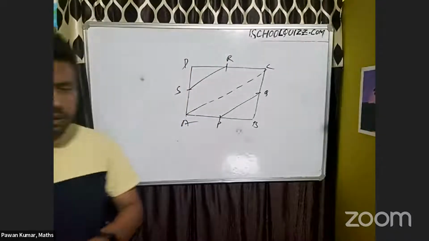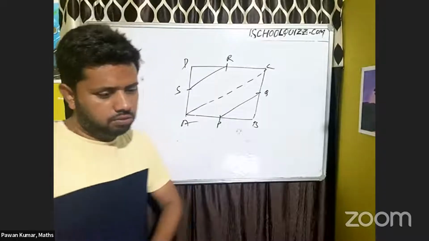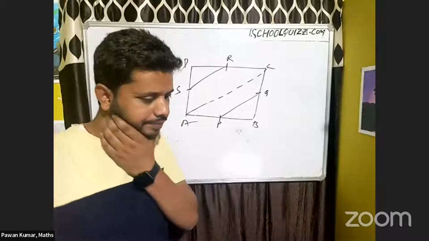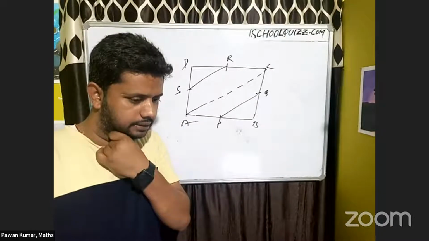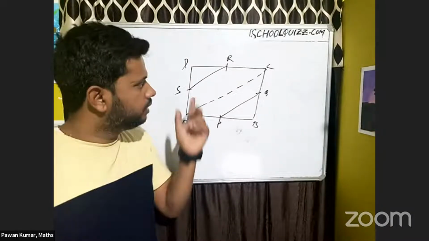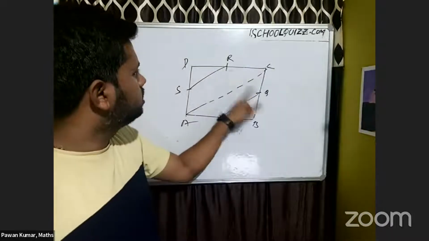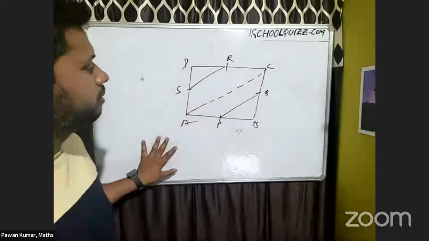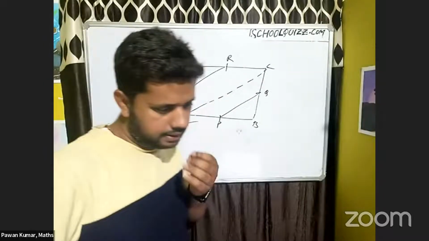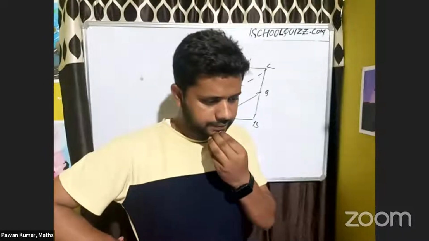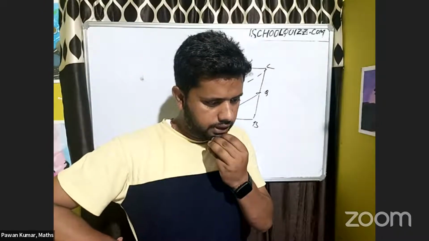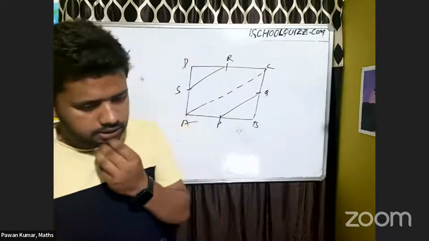See, what you have to do simply: they already mentioned that this P and this are the midpoints of DC, correct? If it is a midpoint of DC, then we can do one thing.